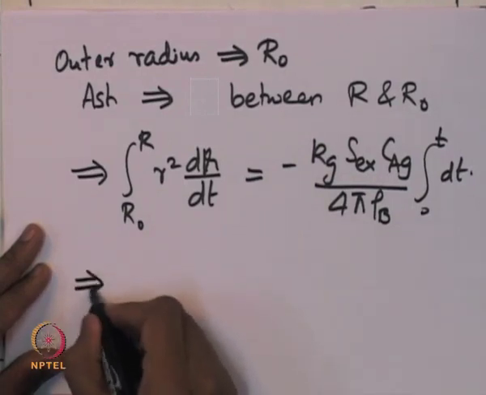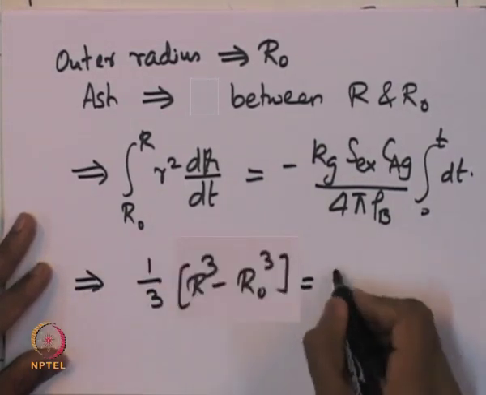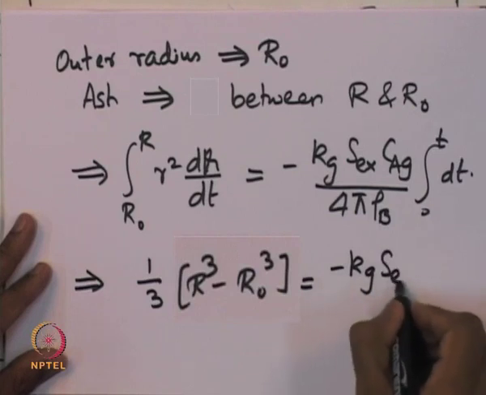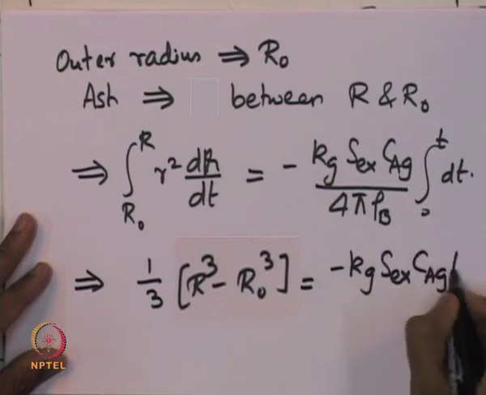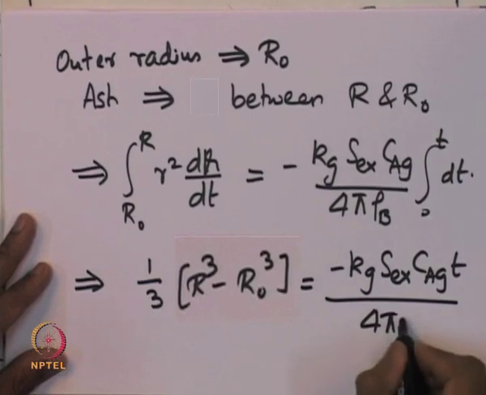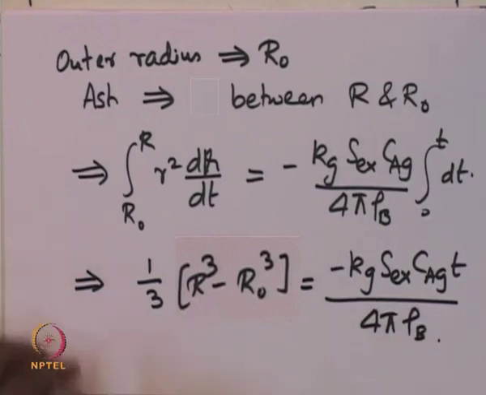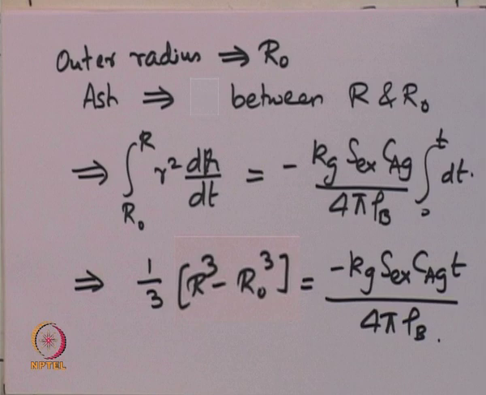The integration suggests that it will be 1 by 3, that is equal to... into rho b. So, this expression provides a relationship between the radius of the unreacted core as a function of time. If the diffusion in the gas phase is controlling the overall reaction, overall conversion, then we can find out how the unreacted core decreases in size as the reaction proceeds.